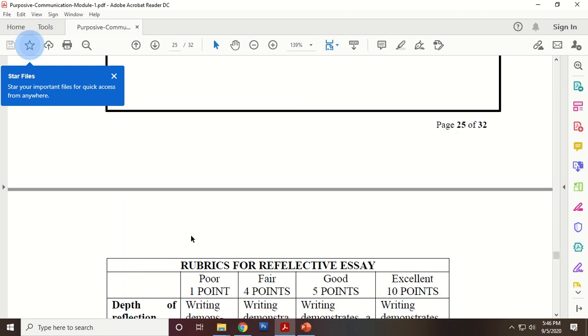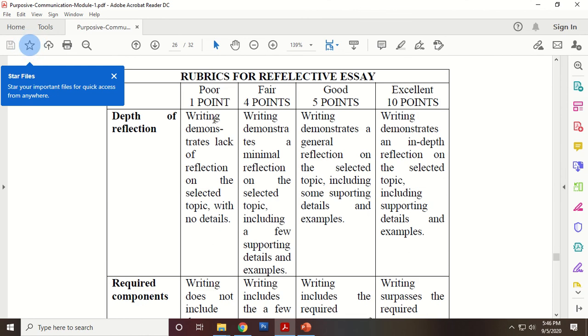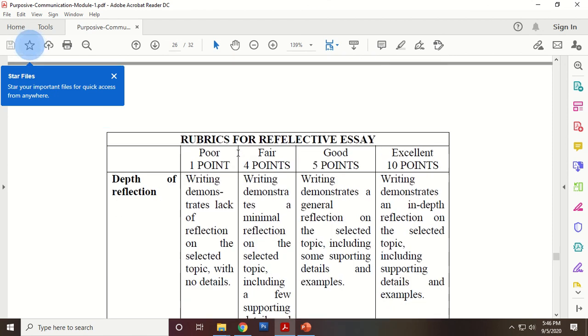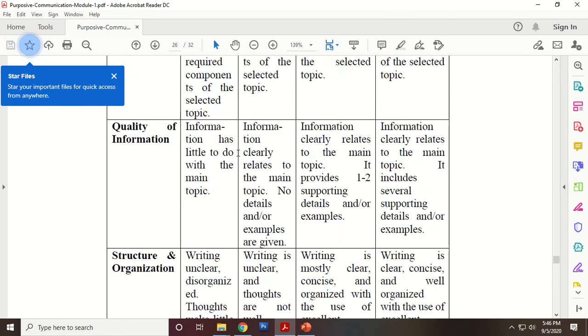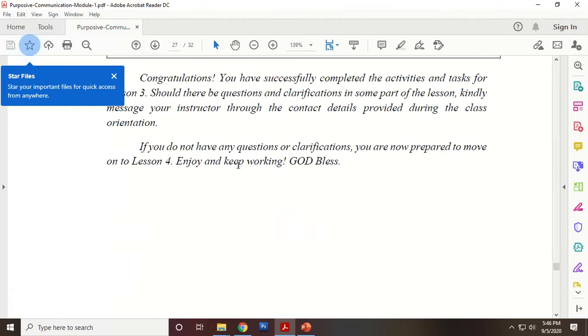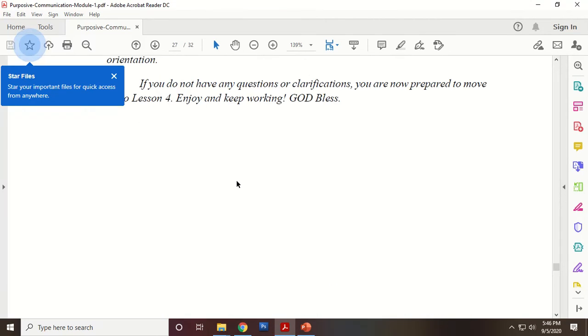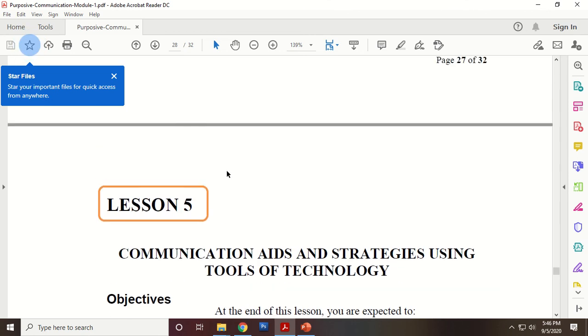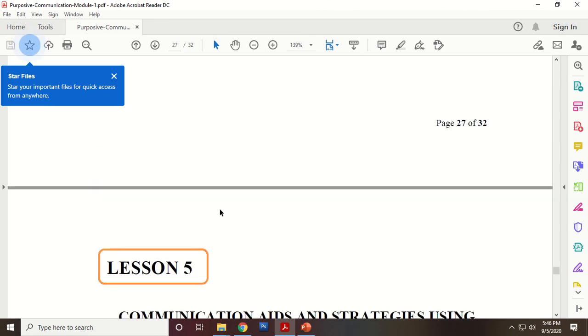Next is the rubrics for the reflective essay. This is how we are going to grade you based on your answer and also the rubric. So you don't have to answer this one. This is just for basics. Next, I think that'll be all. I know, we still have lesson 5. As you have noticed, we have skipped lesson 4.